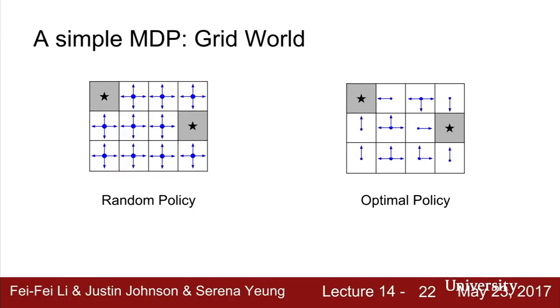Okay, so if you look at a random policy here, a random policy would consist of basically, at any given state or cell that you're in, just sampling randomly which direction you're going to move in next, right? So all of these have equal probability.